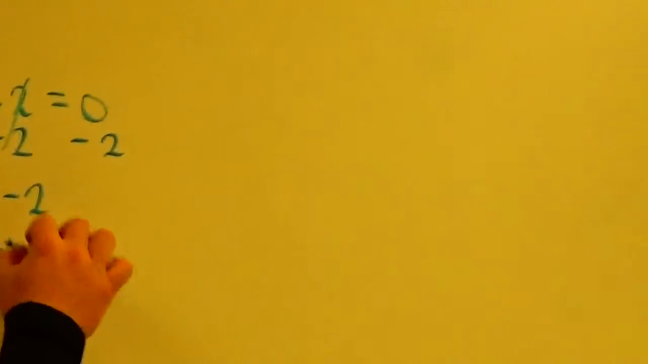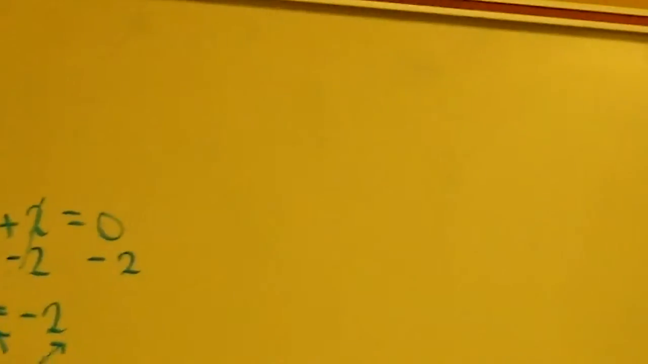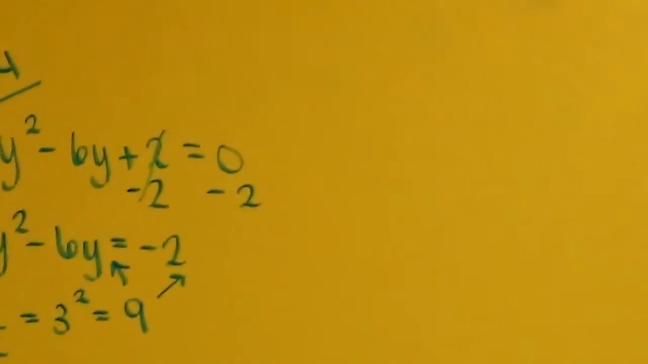Half your middle term. So 6 divided by 2 equals 3. We square that. That equals 9. Add it to the left. Add it to the right. Okay? Third step. The third step says we have to rewrite this. So we've got y squared minus 6y plus 9 equals 7. Agree? Negative 2 plus 9, or 9 minus 2, equals 7.